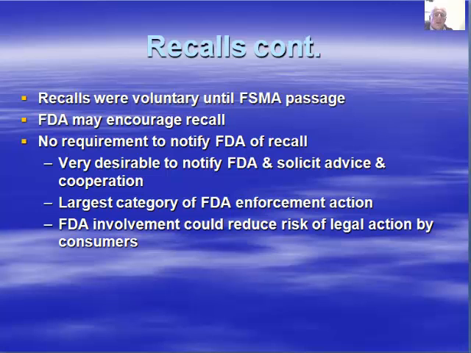There were no requirements to notify the FDA of a recall. Certainly, it's very desirable to notify the FDA because they have the expertise in how to go about making sure that you do the proper steps in a recall of product. Recalls are the largest category of FDA enforcement action. So of the 4 options they have available, this is the largest. And by contacting the FDA, you could reduce the risk of any legal action by the consumer. So even though you're not required to notify them of a recall, unless it's one that they order, there are certainly reasons why you would want to do that.